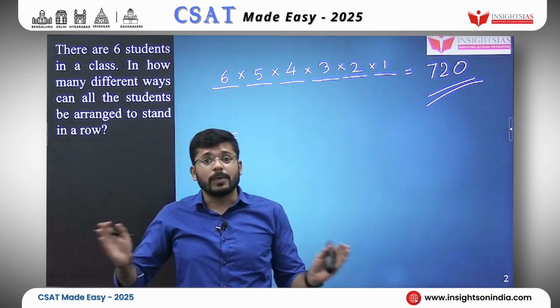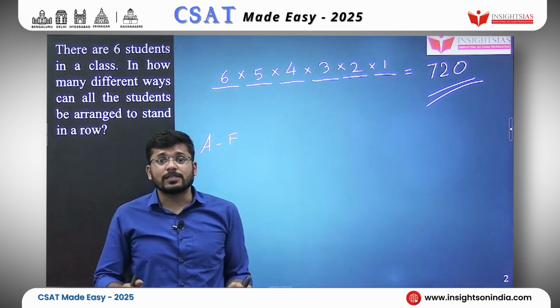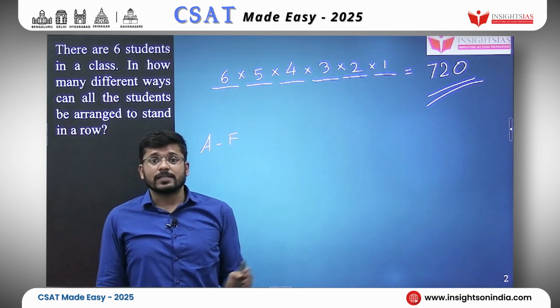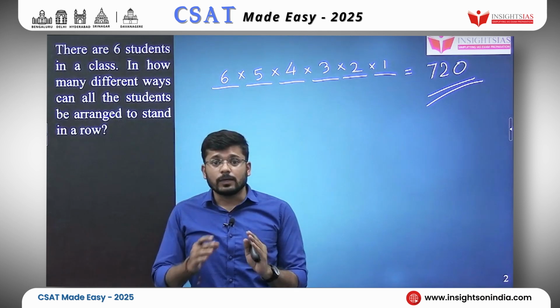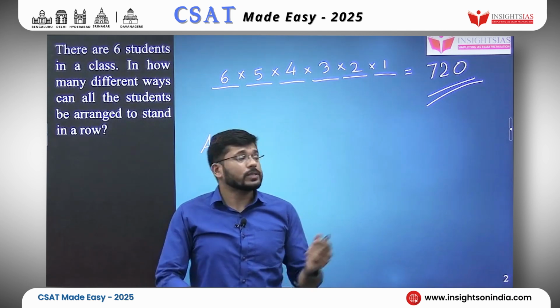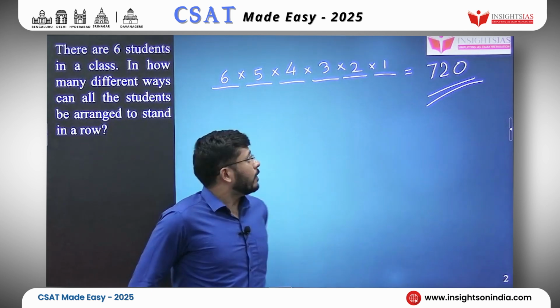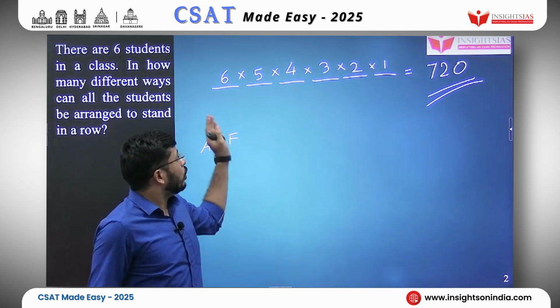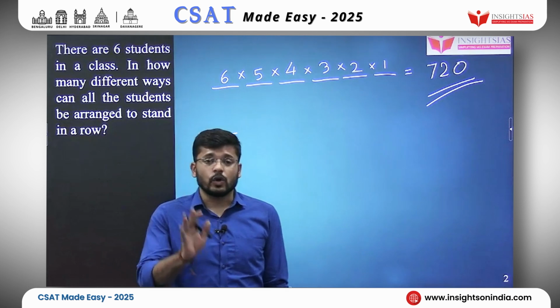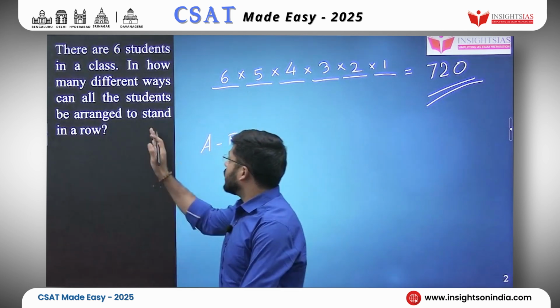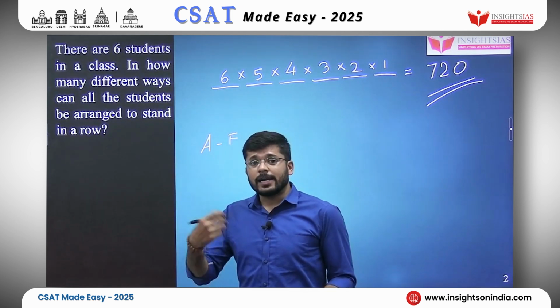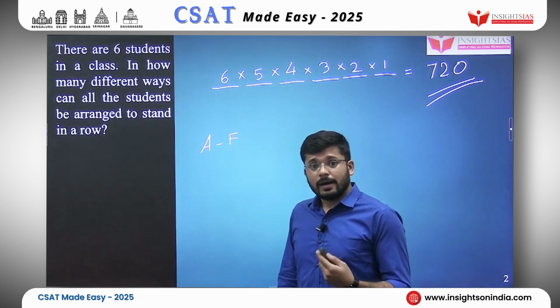It looks like a very big number for just 6 students, but it is true. Only 6 students, they can be made to stand in 720 different ways, all of them standing in a row. Okay. Now you understood this concept. Let's go to the next question where we will learn another concept.